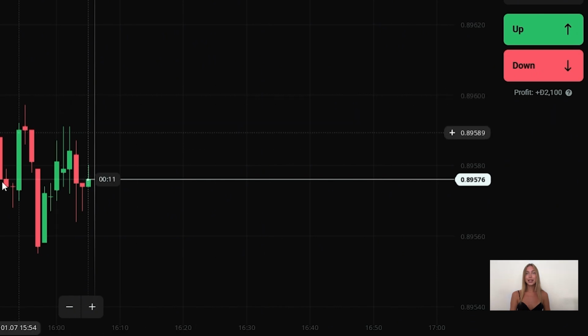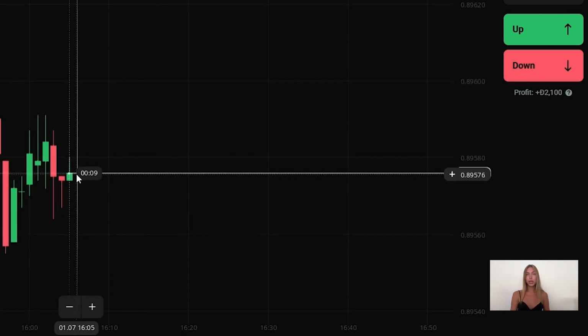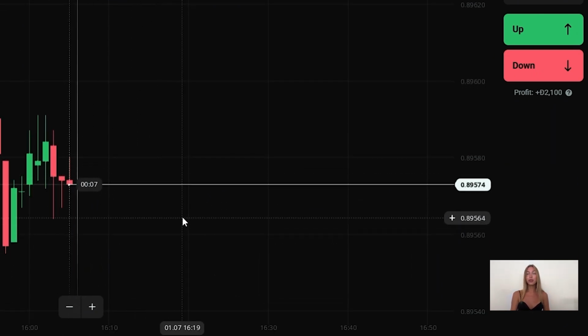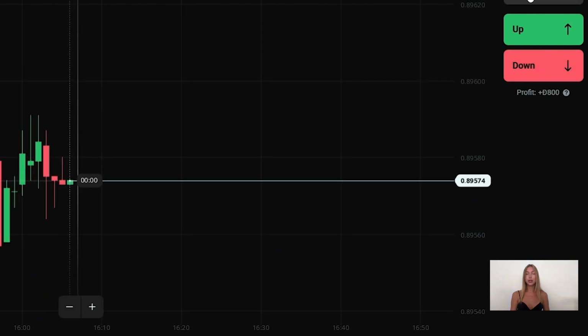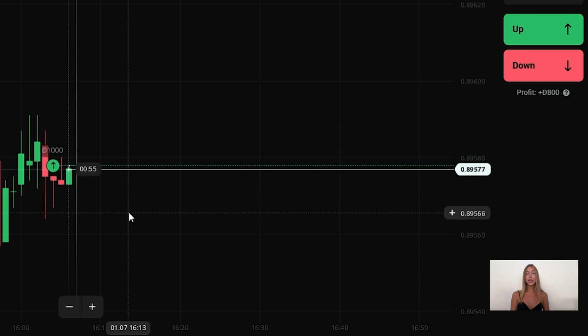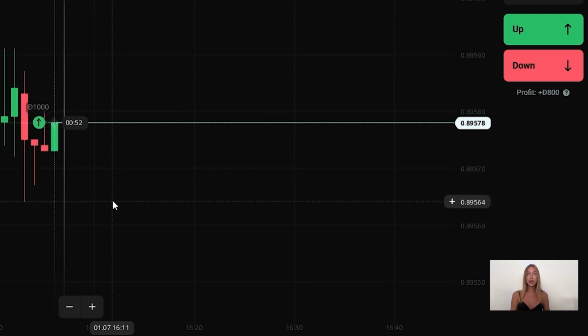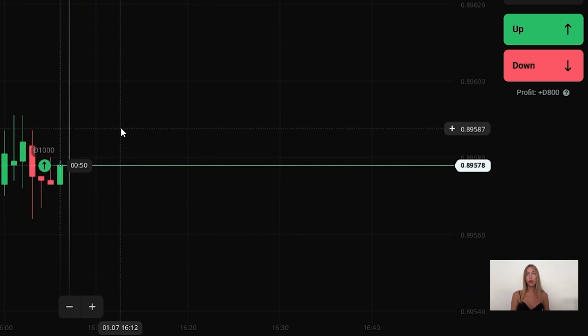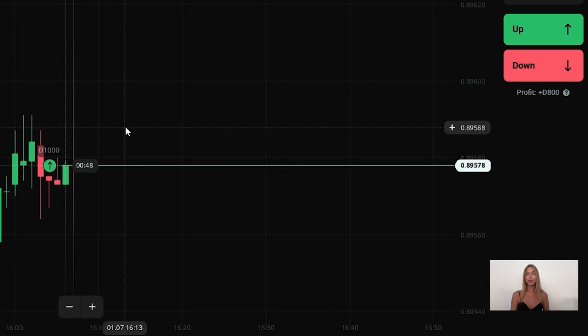So I selected the necessary currency pair, and I will probably wait for this candle to close to enter at a more favorable point. Only a few seconds remain until the end of this candle. For this trade I will use $1,000. My trade is open with a slight delay, but there is nothing wrong with that. I think the trade will close in profit and the upward movement will occur.